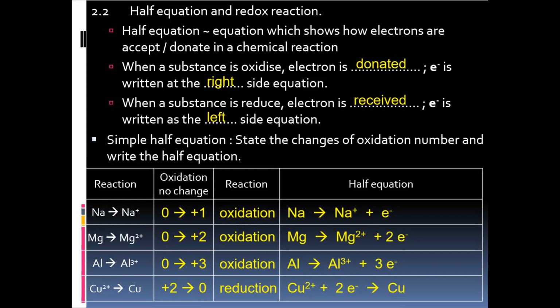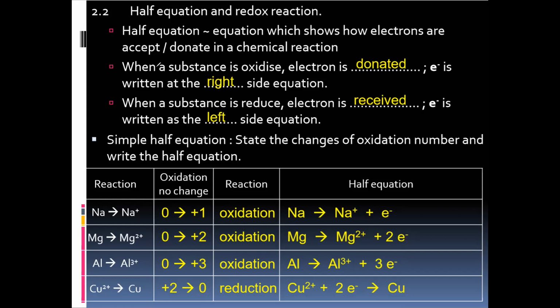Half equations are equations which show how electrons are accepted or donated in a chemical reaction. So when electrons are accepted or donated, we use half equations to show the equation for each one, that is, the acceptance and the donation of electrons in a chemical reaction are shown using half equations.